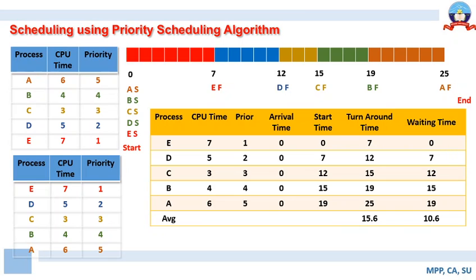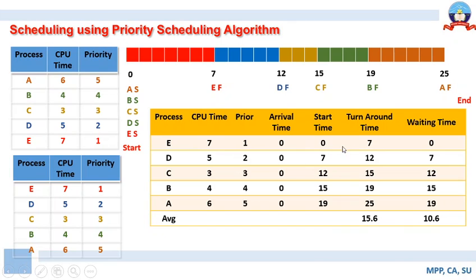Likewise, D will finish at 12 and then C will start. So C will start at 12 and it will finish at 15. Likewise, B will start at 15 and finish at 19, and eventually A will start at 19 and finish at 25. So this is a schedule created of the execution of the processes based on the priority value assigned to the processes. Based on priority value, the process list is sorted, and then the CPU is assigned to the various processes. Since E has the highest priority, E will be executed first.